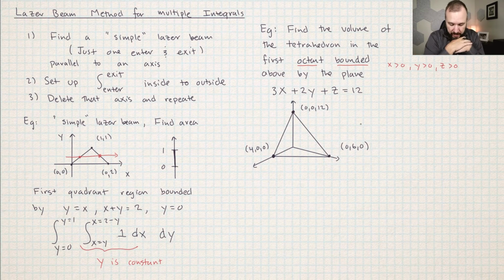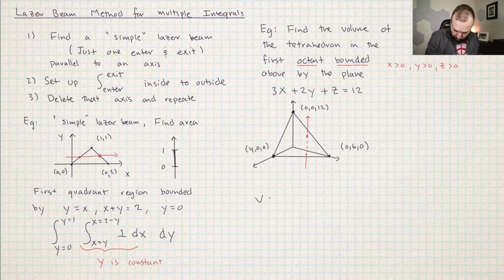All right, let's use the laser beam method to set this up. So they're all simple laser beams. It doesn't matter which one we choose because this is such a simple shape. It all enters and exits at the same place. If it doesn't matter which one you do, I will often just choose the default order, dz first. So let's just imagine that laser beam right there goes up parallel to the z-axis.